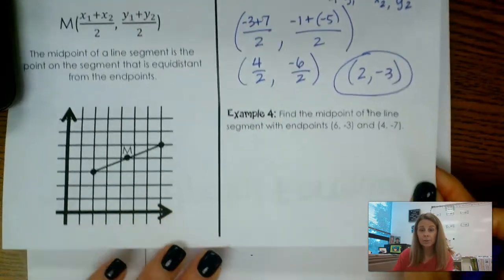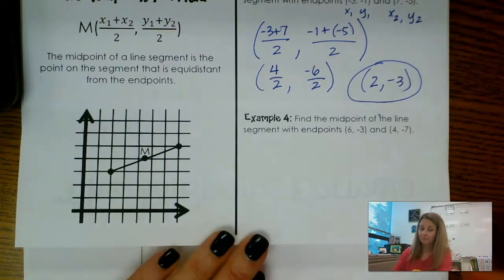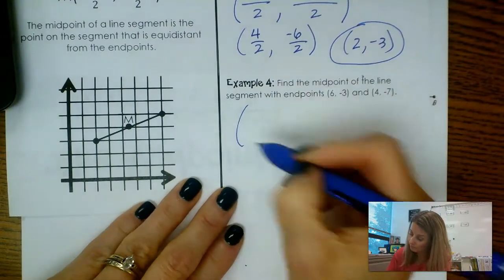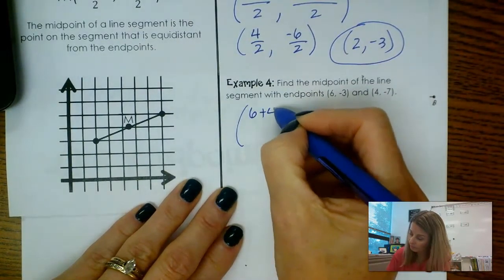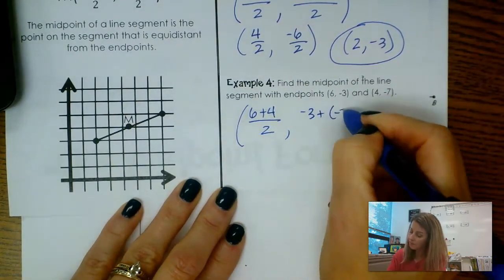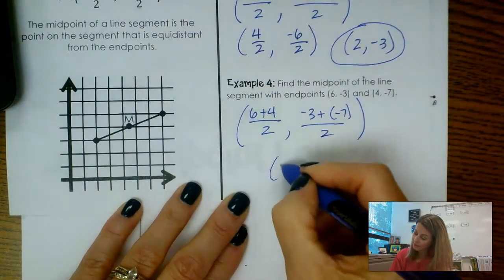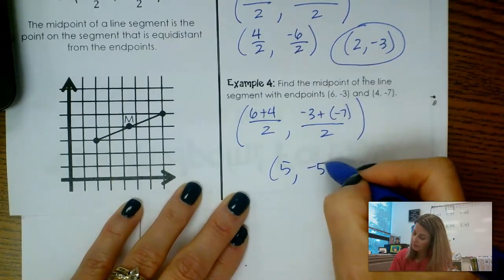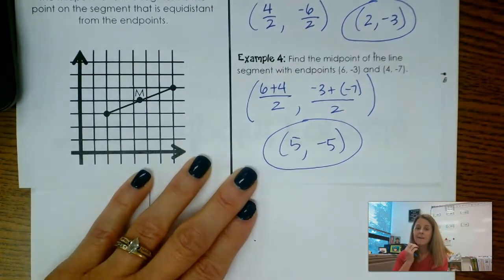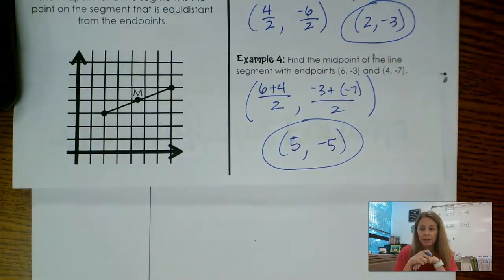So I'd like you to do the second example. So pause this, work through the midpoint formula, and then come back and we'll check. Okay, we should have a 5, comma, negative 5.